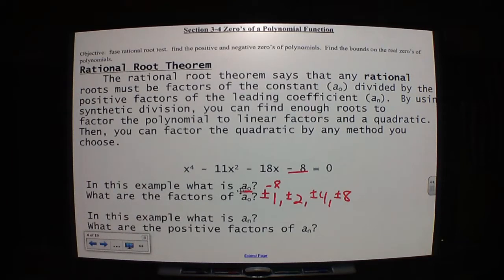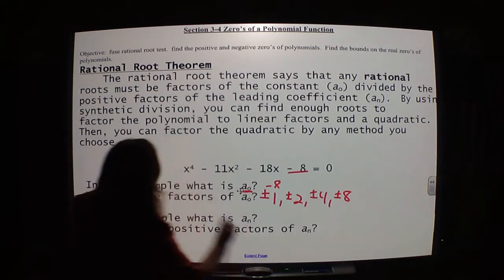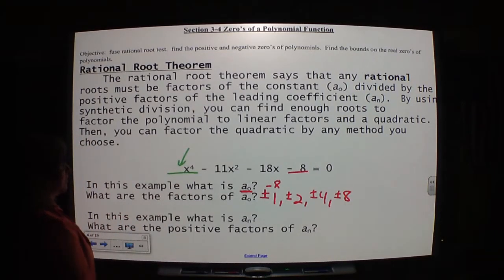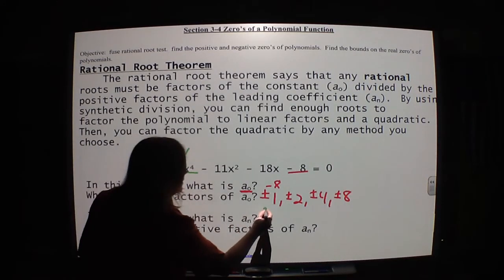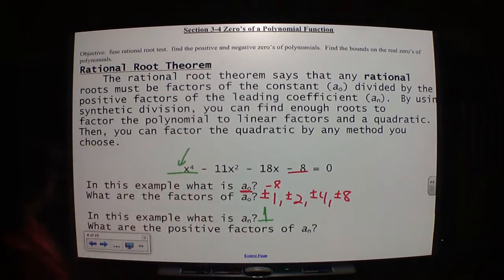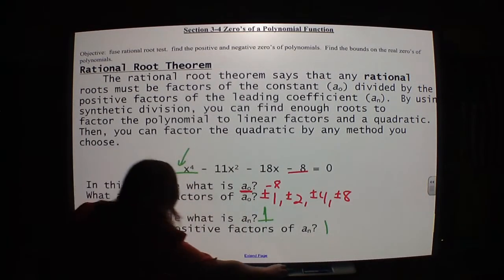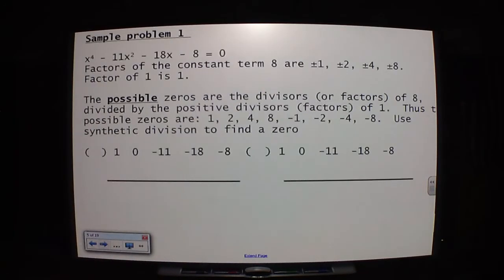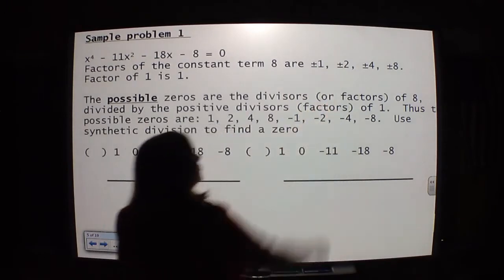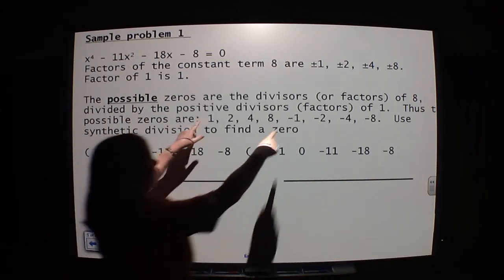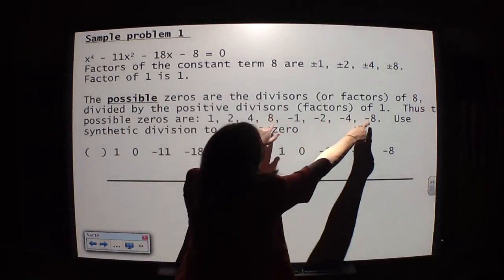A sub n, that's my leading coefficient. So here's my leading term. My leading coefficient is the number in front of there. It's implied that the number is 1. So the positive factors of 1 would just be 1. So then what you do is divide the plus or minus 1, 2, 4, and 8 by 1. And you end up with plus or minus 1, plus or minus 2, plus or minus 4, plus or minus 8.